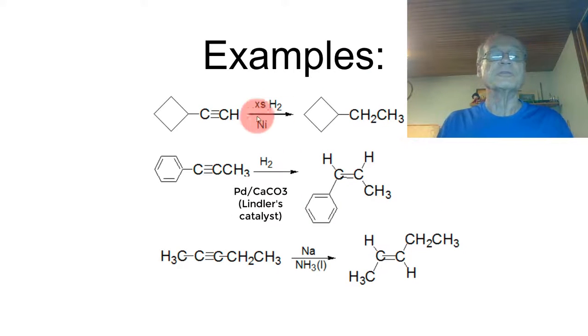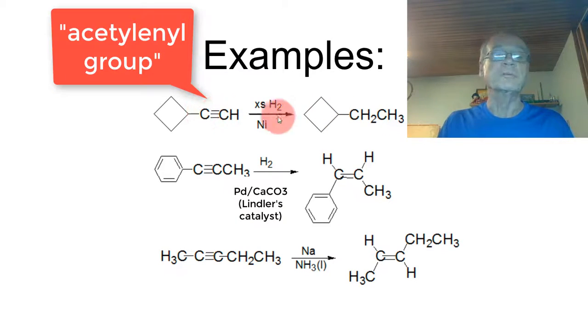Here are some examples. So let's start with this. Alkyne happens to have a cyclobutyl group on the end, and it's a terminal alkyne, meaning hydrogen on the end. If we put in excess hydrogen with nickel catalyst, what are you going to get? Well, you're going to add 2 hydrogens here, and that becomes CH3. You can add 2 hydrogens there, and it becomes CH2. The triple bond becomes a single bond, and this acetylenyl group becomes just an ethyl group.